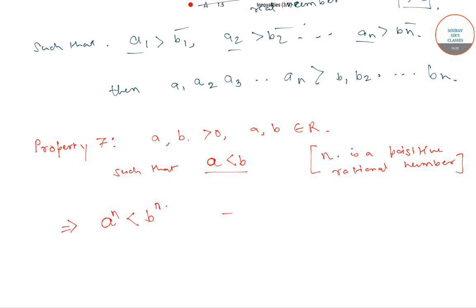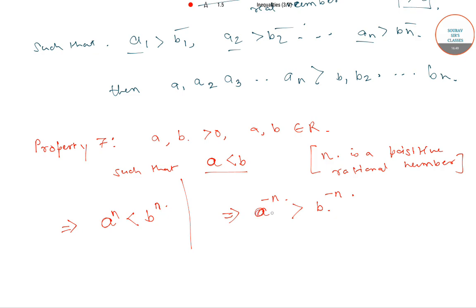Second is, so the first result is that if a is less than b and n is a positive rational number, then a raised to the power n is less than b raised to the power n. Next is a raised to the power minus n. This is greater than b raised to the power minus n.